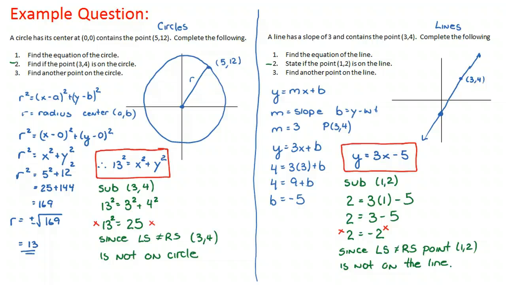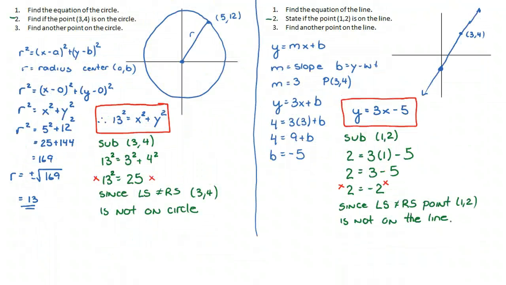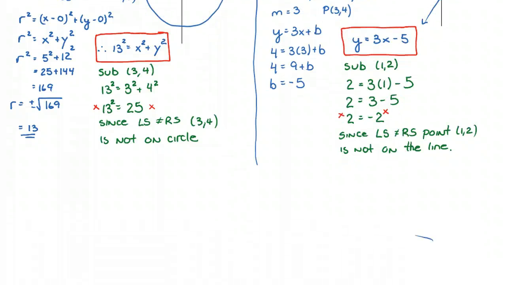Okay, let's scroll down a bit. Let's do part 3. So part 3 says we want to find another point on the circle and find another point on the line. So let's do this one in black. So for part C, well, if the equation of our line is y equals 3x minus 5, I can plug in any x value that I want. So if I want to find another point, all I have to do is pick an x and sub in.